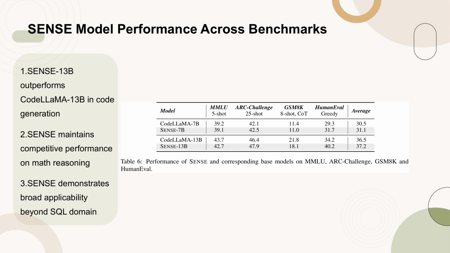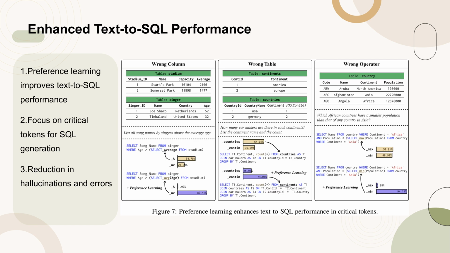Figure 7 illustrates how preference learning significantly boosts the performance of text-to-SQL conversion, particularly in handling critical tokens. This enhancement is crucial for refining SQL queries, ensuring they are more accurate and aligned with the SQL executor. The figure highlights the reduction in errors related to selecting columns, tables, and operators, which are essential for creating complex SQL commands. This improvement is attributed to the use of weak data in preference learning, which helps in minimizing hallucinations and refining the output based on learned errors.